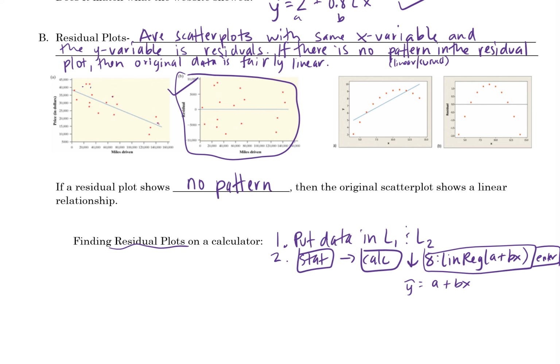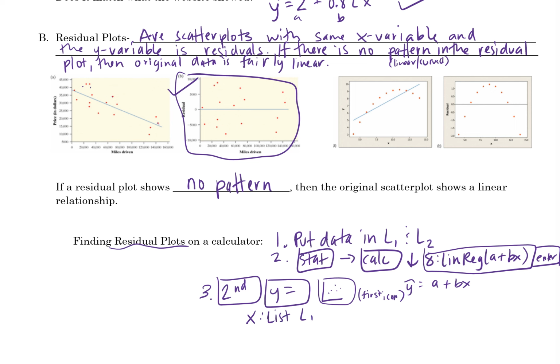Now, to make a residual plot from here, step 3, you are going to press second, and go to Y equals, so second Y equals. And again, you are going to choose the very first icon. When you choose that first icon, it should tell you that you have an X list of L1, and you probably would from before have a Y list of L2. You actually are going to scroll down to the Y list of L2, and you are going to change it.